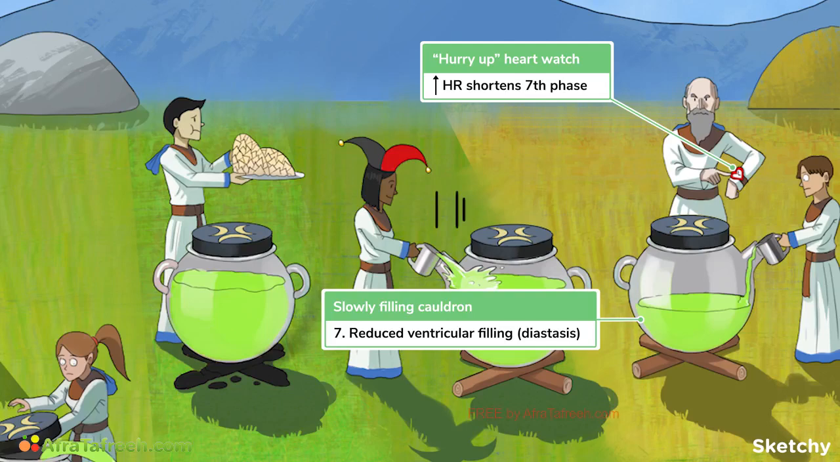This will, in turn, lead to a decrease in end diastolic volume and, due to the Frank Starling mechanism, a decrease in stroke volume. To help you remember this is this teacher. He is pointing at his elevated heart watch to let our cautious intern know that her time is running out and she will be unable to adequately fill her cauldron.